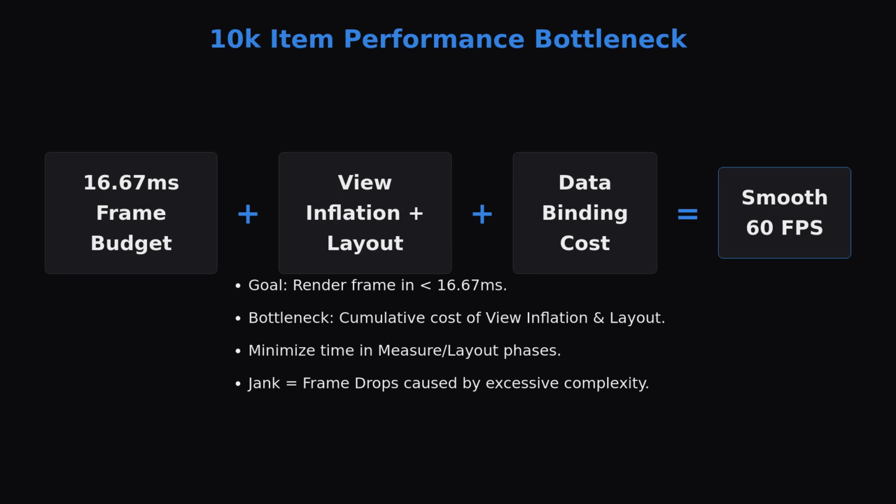Our immediate goal is minimizing the time spent within the measure and layout phases of the rendering pipeline. We must ensure views are reused effectively across the entire list. The data binding process must execute instantaneously, never exceeding a few milliseconds. Initializing complex views or performing heavy setup outside the critical rendering path is mandatory for achieving smooth scrolling performance. If the view hierarchy is too deep, the layout pass alone will consume the entire 16.67 millisecond budget, guaranteeing jank.